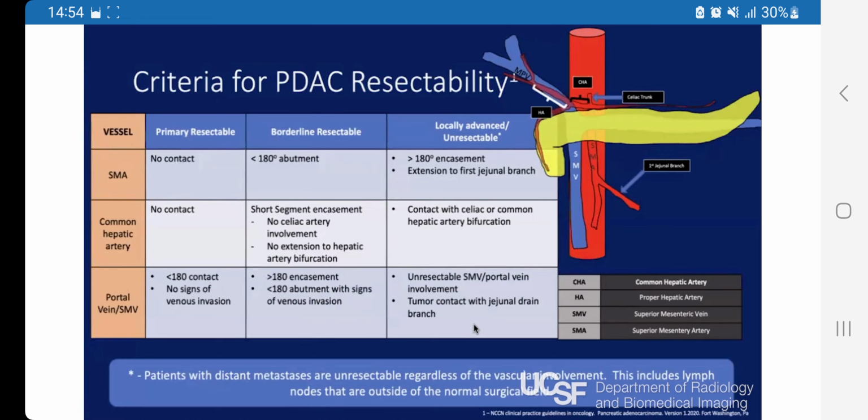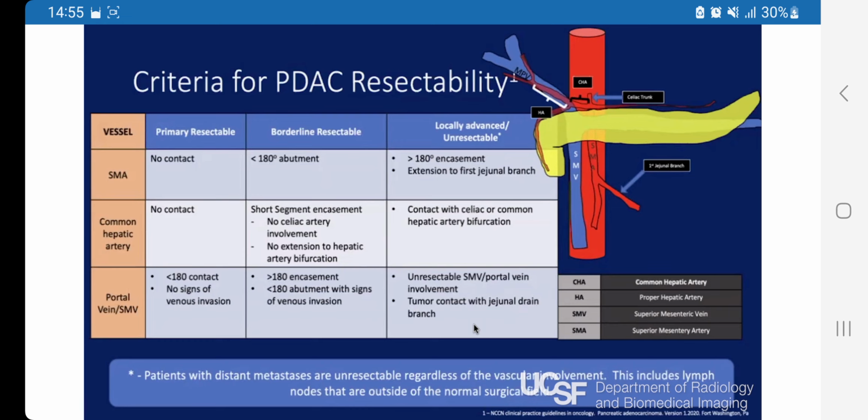For example, for SMA, if we have no contact, it's considered primary resectable. But if we have less than 180-degree involvement, or abutment, which is conventionally known as less than 180-degree involvement, that would be considered borderline resectable. And if the tumor is encasing the SMA, involves it more than 180 degrees, or there's extension to the first jejunal branch, the tumor is unresectable.